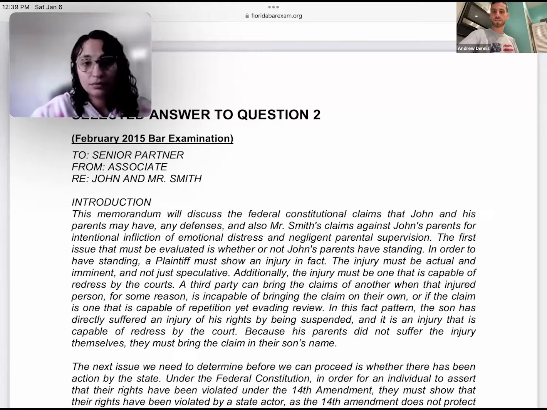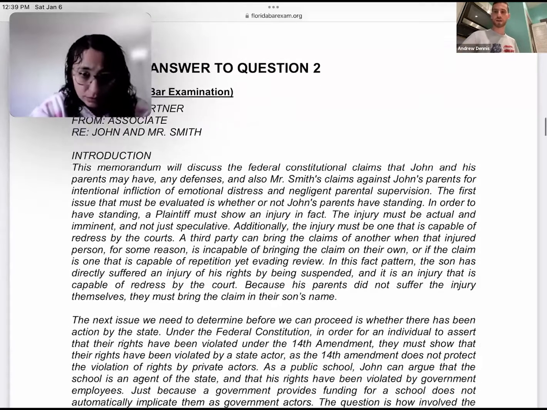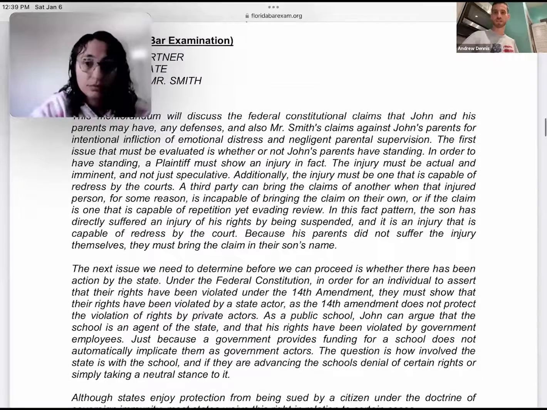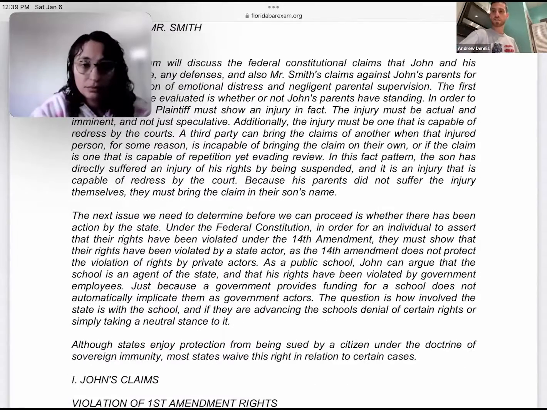In this fact pattern, the son has directly suffered an injury of his rights by being suspended, and it is an injury that's capable of redress by the courts. Because his parents did not suffer the injury themselves, they must bring the claim in their son's name. The next issue we need to determine is whether there's been action by the state, right? Standing, state action, justiciability. These are all the things I say at the beginning, just kind of think about.